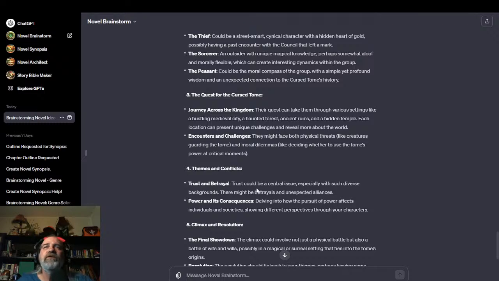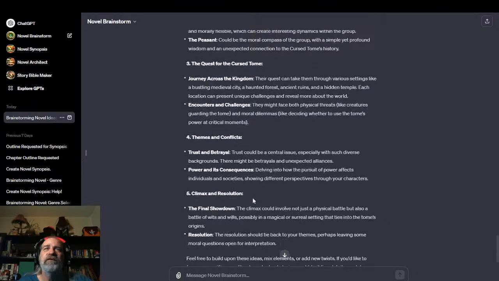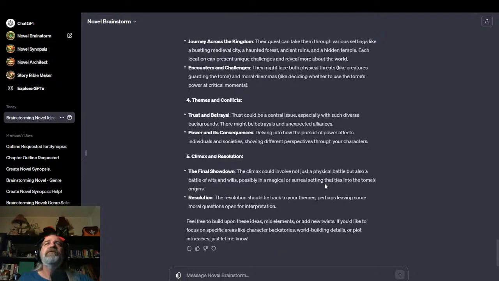Themes and conflicts: trust and betrayal. Oh yeah, trust can be a central issue, especially with such disparate backgrounds, and the fact this is an unlikely alliance, pushed together. Trust would be an issue, and they might all be looking over their shoulder to see which one might stab them in the back. Power and its consequences: delving into how the pursuit of power affects individuals and societies, showing different perspectives through your characters.